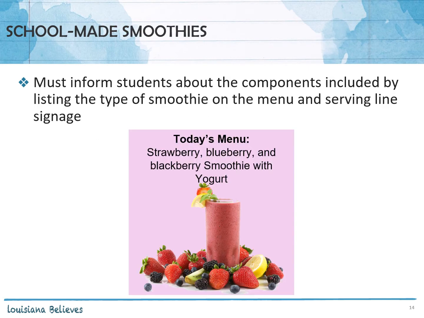The school meal regulations require schools to identify the food components offered to students. Schools serving smoothies should inform students about the components included by listing the type of smoothie on the menu and serving line signage, such as strawberry and yogurt smoothie.